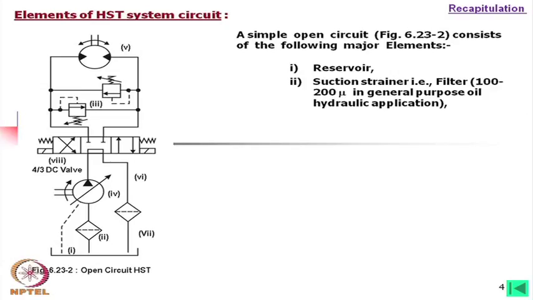Now, what does it mean? Usually the wire mesh is used, and also filter papers are used. Then it is 100 to 200 micron. Say if we consider 100 micron, that means within 1 inch there will be 100 mesh. It is like that. So, you can imagine how small the particles are that are being filtered.